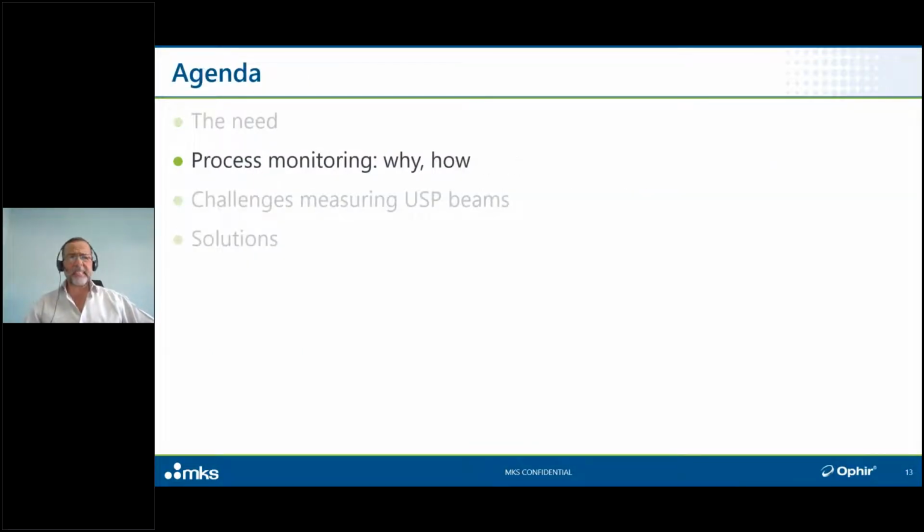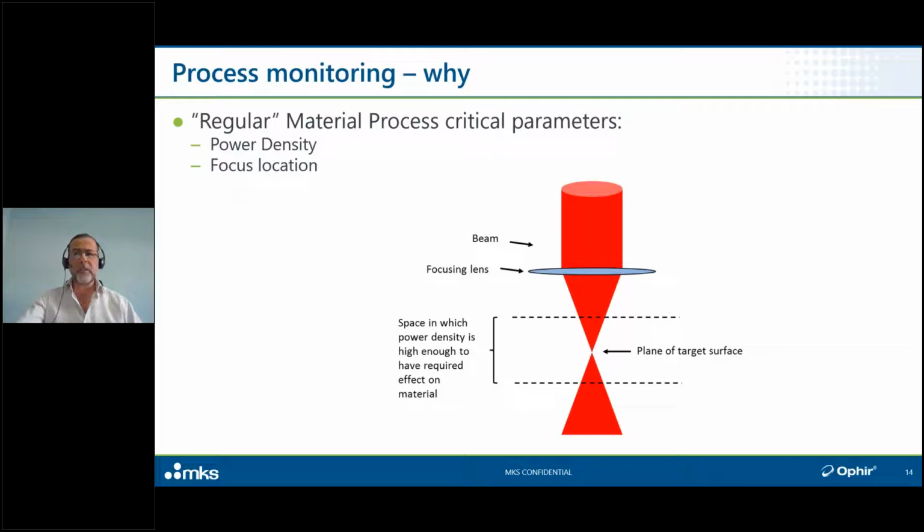Okay, let's say a few words, as I said, high altitude, just a quick overview of the why and how of process monitoring. So back to our generic laser-based material processing application. My apologies for my artistic skills or lack thereof. So again, we've got a laser beam, we've got some focusing optics, and we've got that space inside of which the power density and therefore the heat density is high enough to do the work. And in the middle of that space is where we're going to want to put our target.